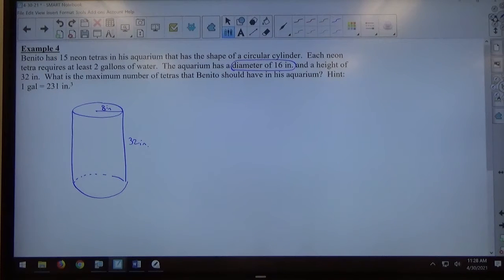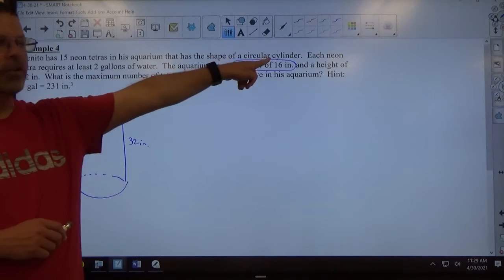Now it tells us that each tetra requires at least 2 gallons of water. Okay, so at least 2 gallons of water is necessary for each tetra. All right? And we need to find out the maximum number of tetras Benito should have in his aquarium to see if he's being safe with these fish pets or whether he's being not a good pet owner because he's got too many. How do you know to use a cylinder? Shape of a circular cylinder.